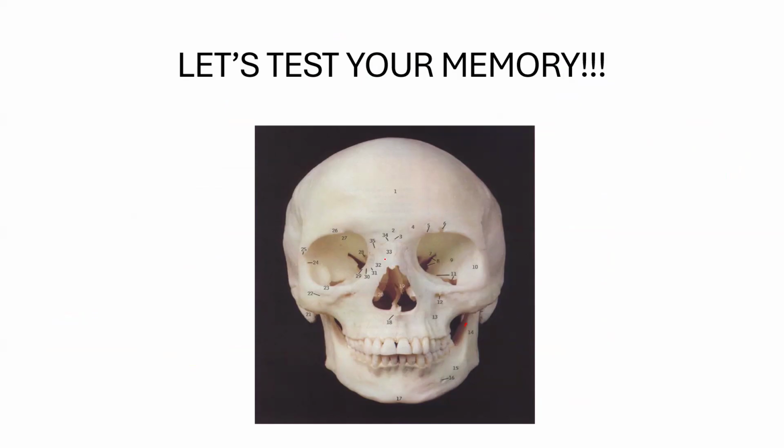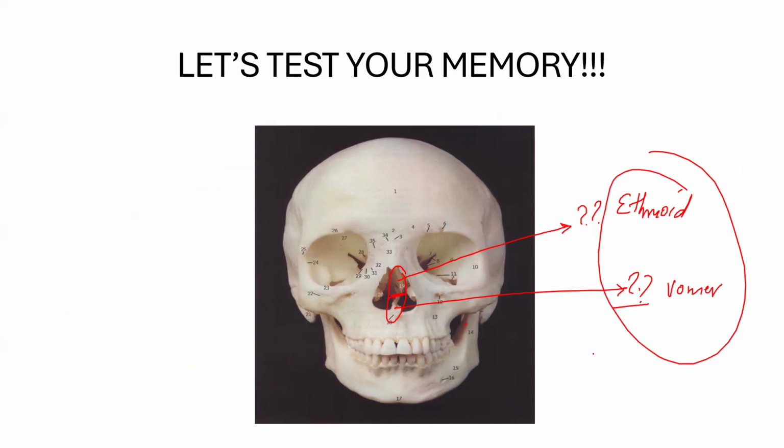Can you name this upper bone? Ethmoid. Very good. This is ethmoid bone. Can you name this lower bone? Vomer. Vomer. Together they form the nasal septum. Very good. This foramen.